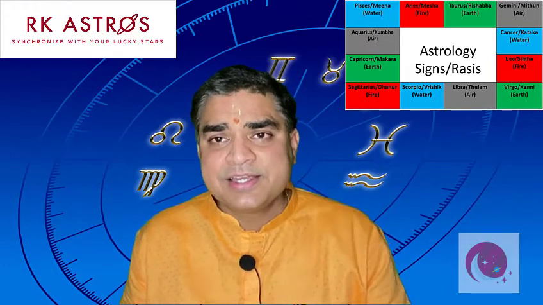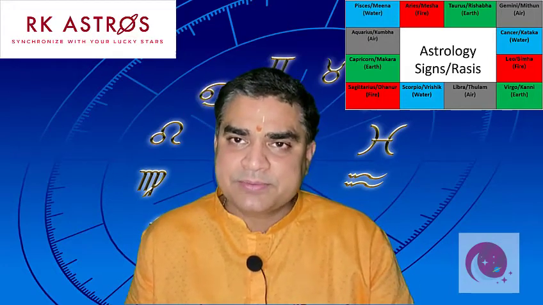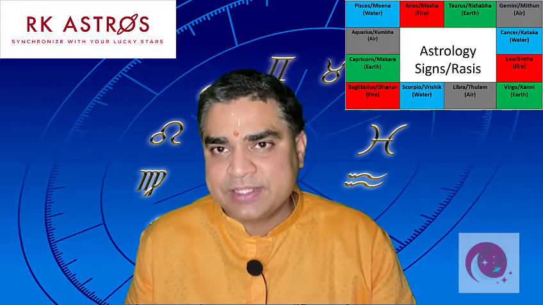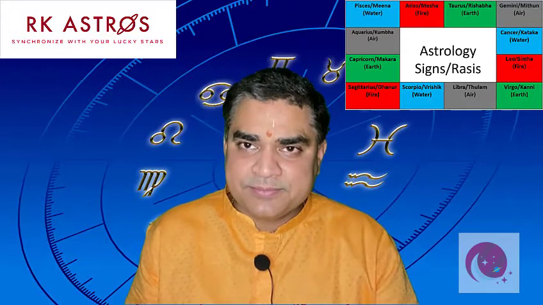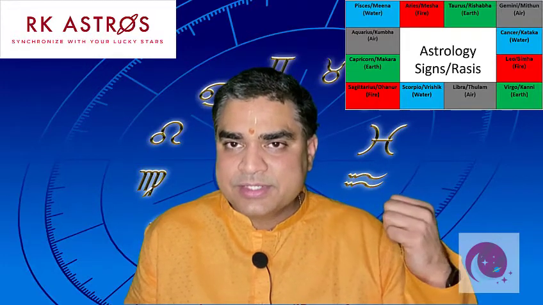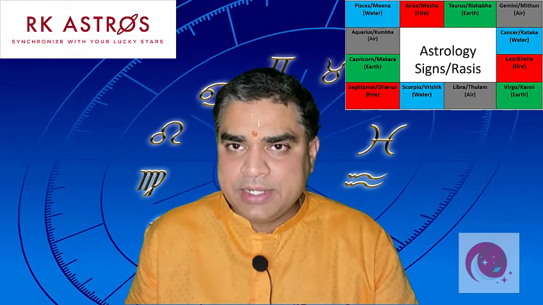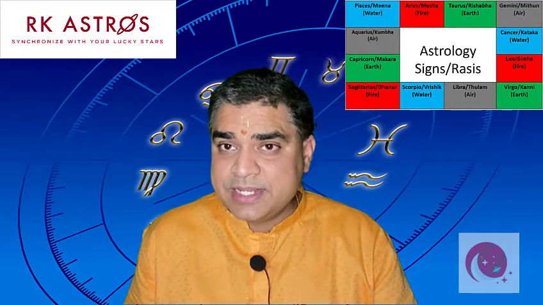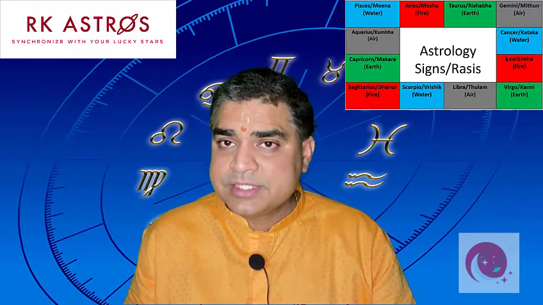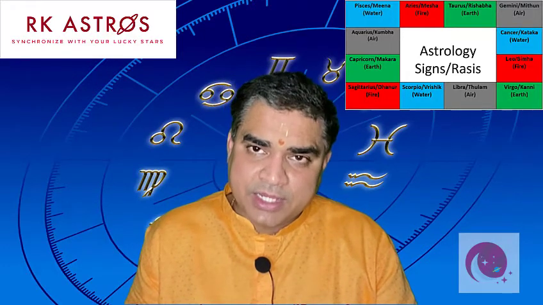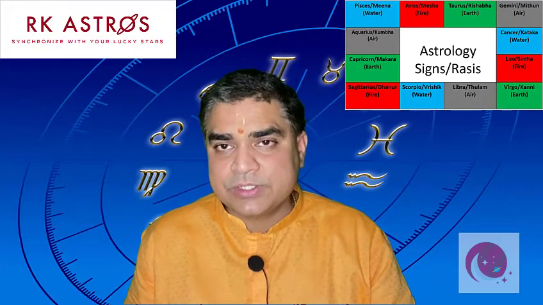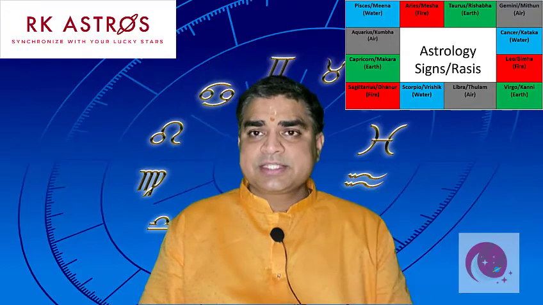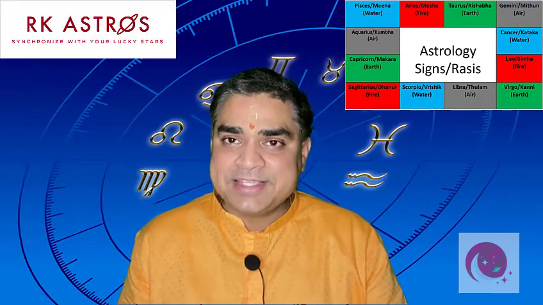The last trio we have got is the watery signs. And what are we left with? We are left with Cancer, Scorpio, and Pisces. Cancer is named Katakam, Scorpio is Vrishchikam, and Pisces is also known as Meenam. Okay, these 3 signs are considered to be the watery signs.